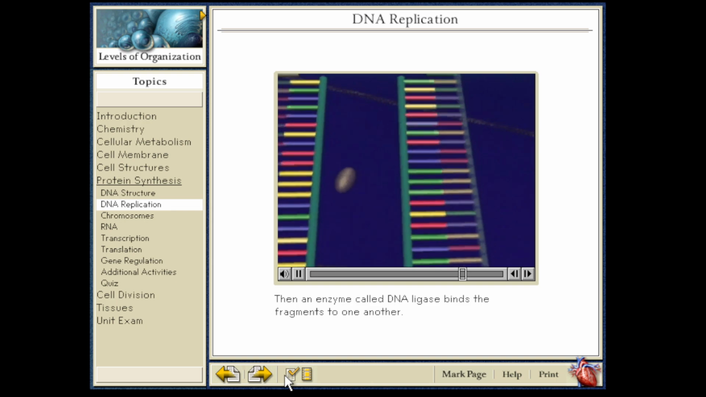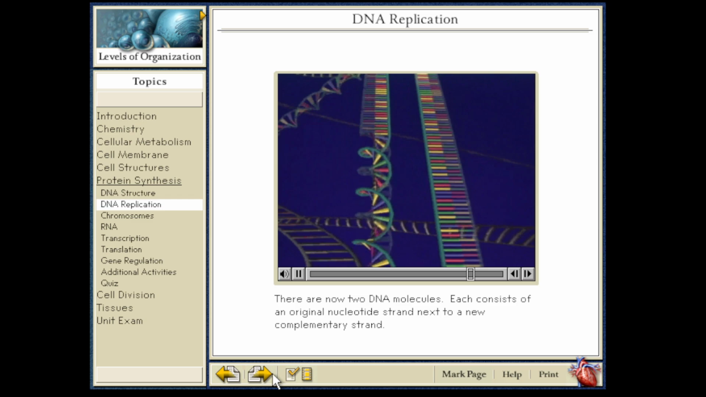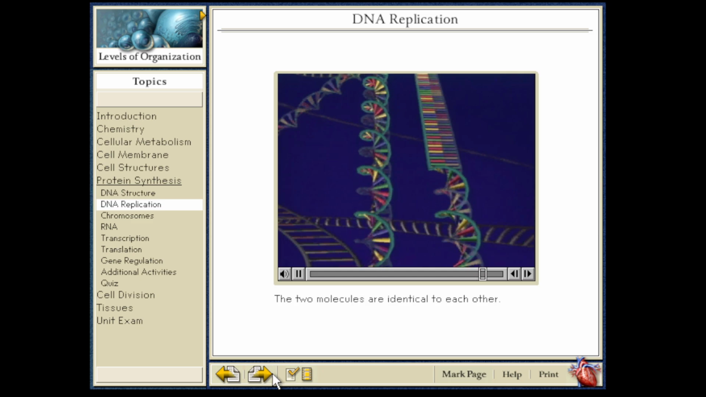There are now 2 DNA molecules. Each consists of an original nucleotide strand next to a new complementary strand. The 2 molecules are identical to each other.